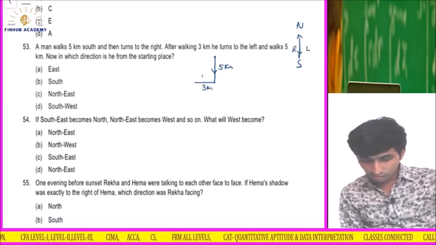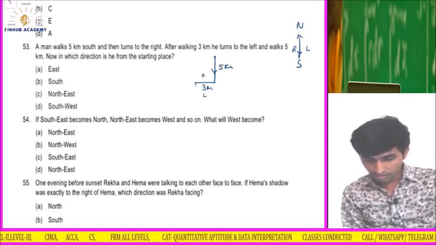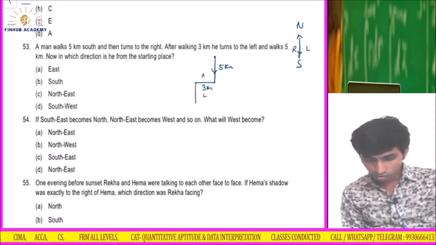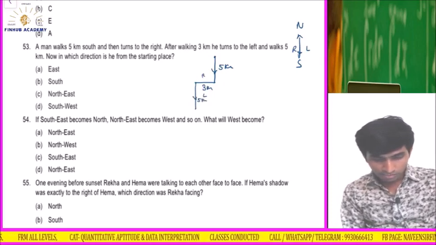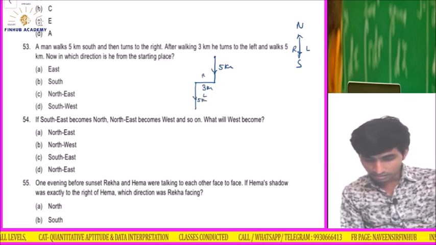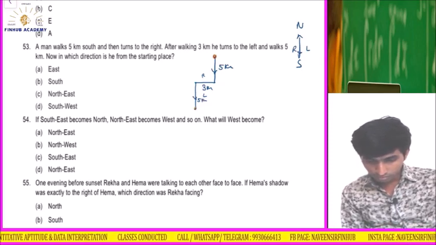He turns left. Now this is right, this is left. He turns to the left and walks, he turns down, and he walks 5 kilometers, okay, this is 5 kilometers. Now in which direction is he from the starting place? This was his starting point. This is the place. So from here, understand, if this is the center, he has gone cross.